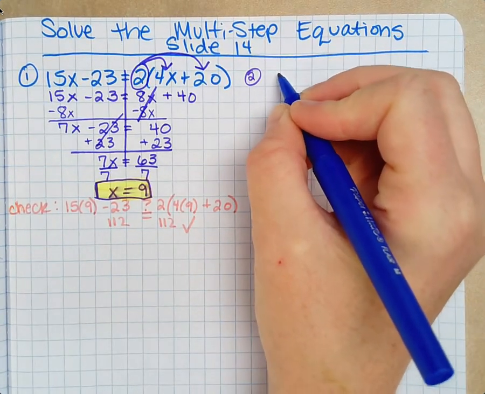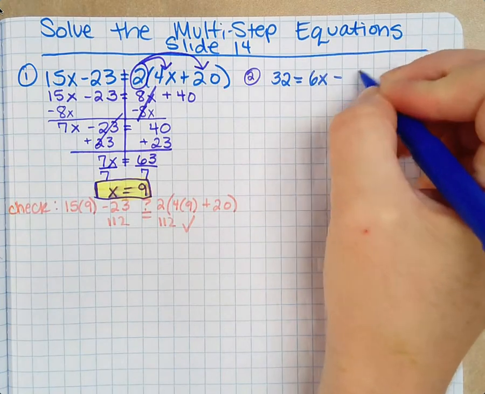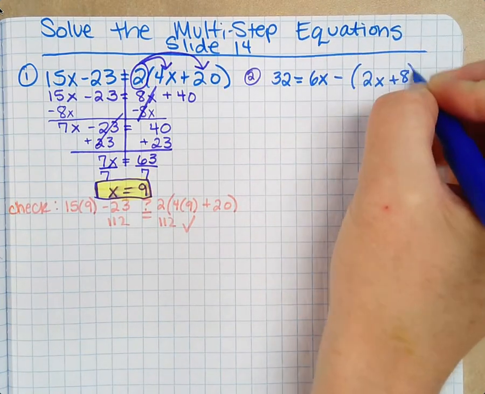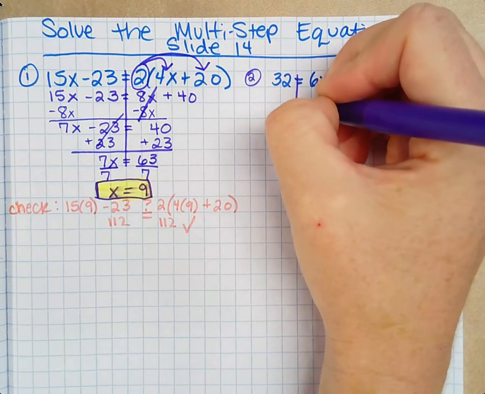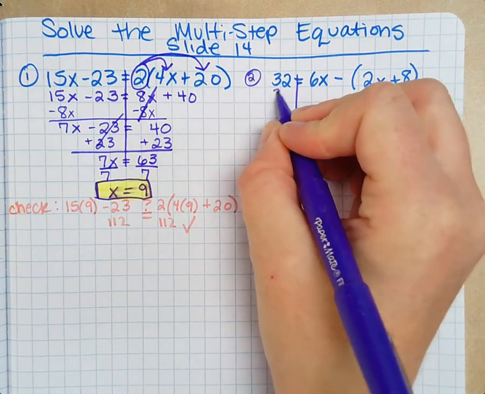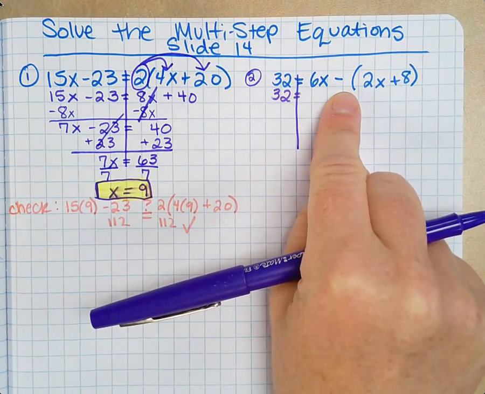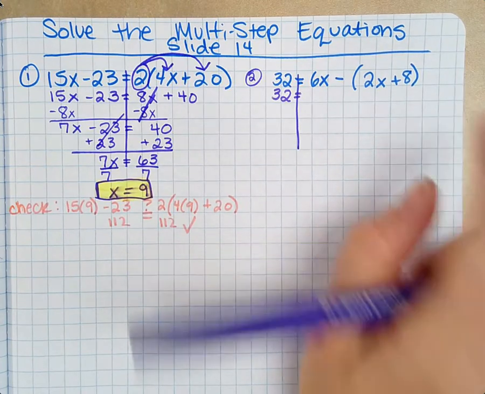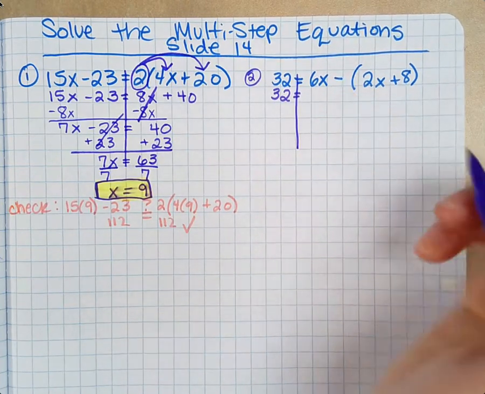Is it 32 equals 6x minus parentheses 2x plus 8? Okay, so first step is to simplify both sides. Can't do anything on the left side. So 32 equals. The right side, we have 6x minus 2x plus 8. So what is here though? It's like a 1.